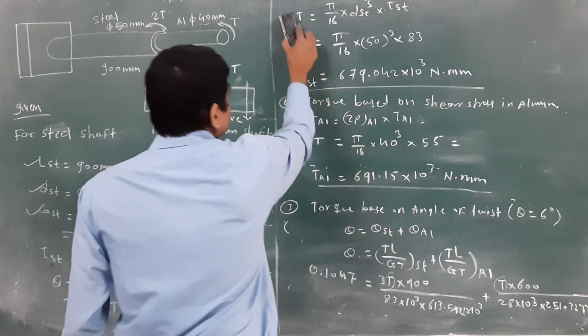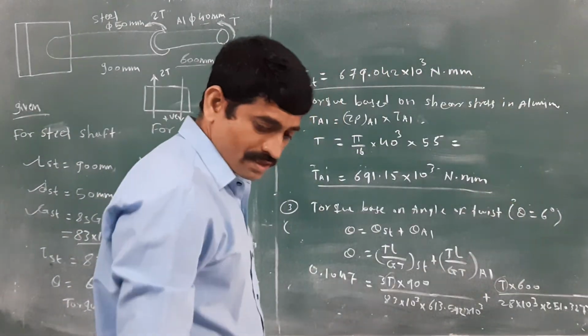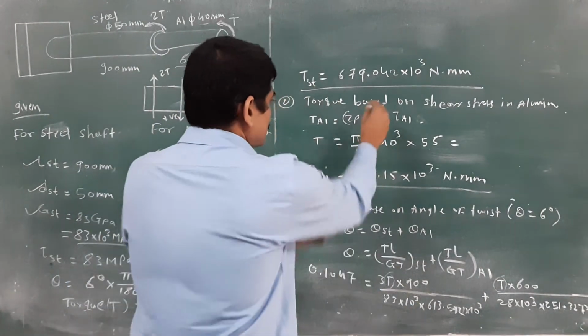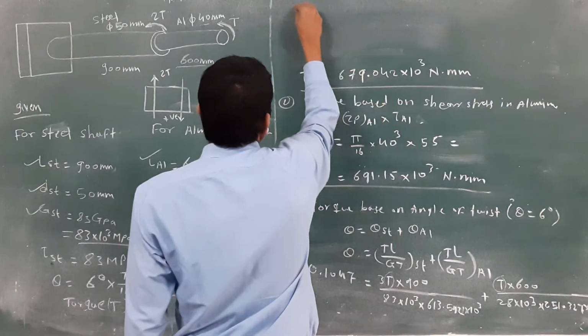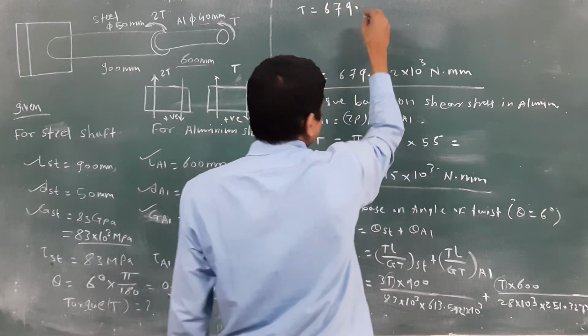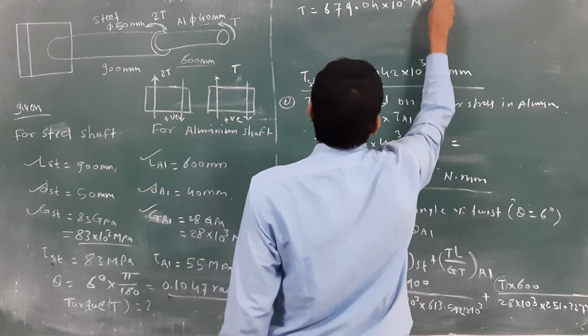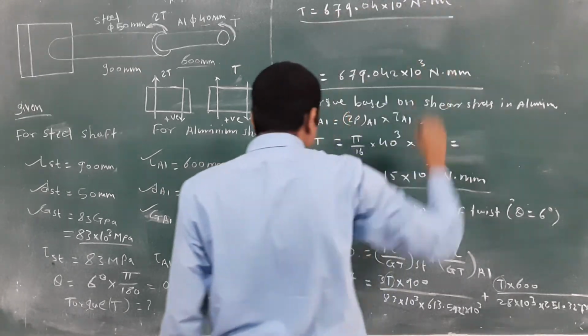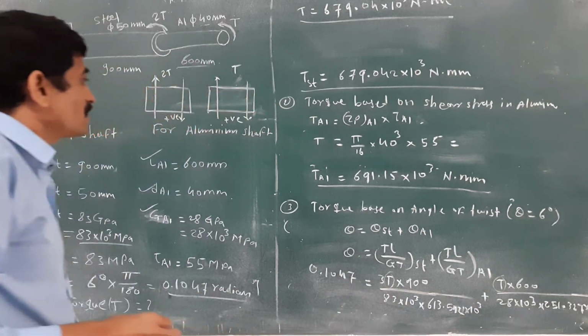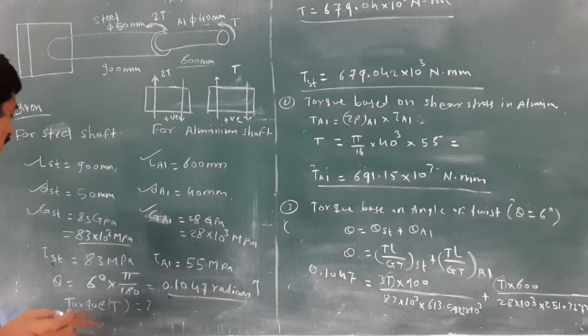Check that. We will get T is equal to 679.04 into 10 raised to 3. This is in Newton mm. This value is the torque based on the angle of twist. Then how to calculate the safe torque?